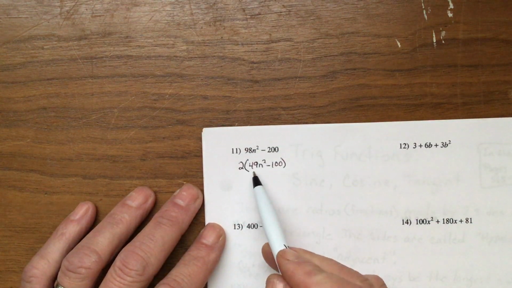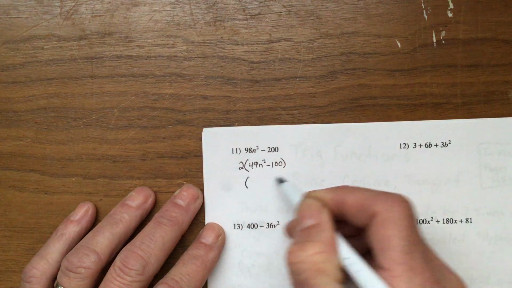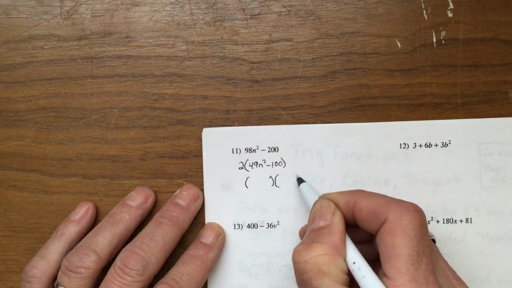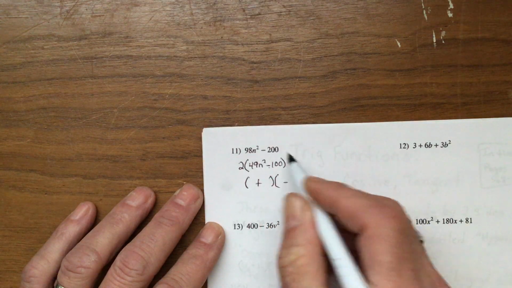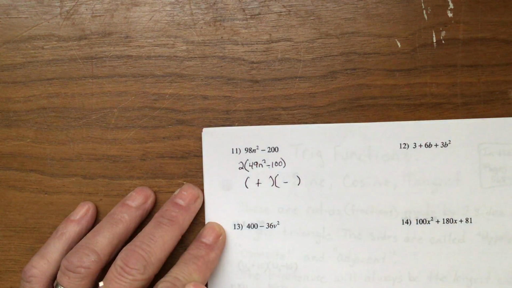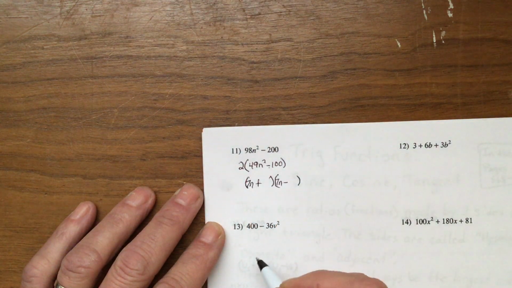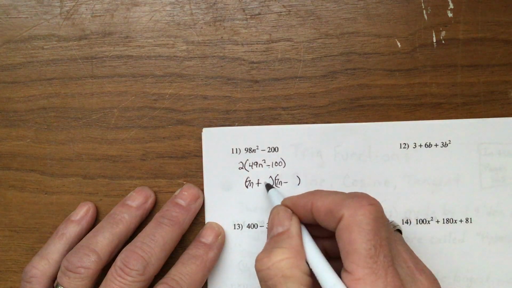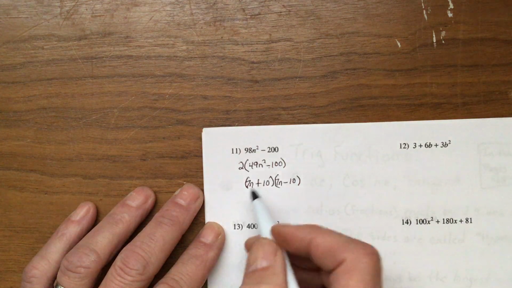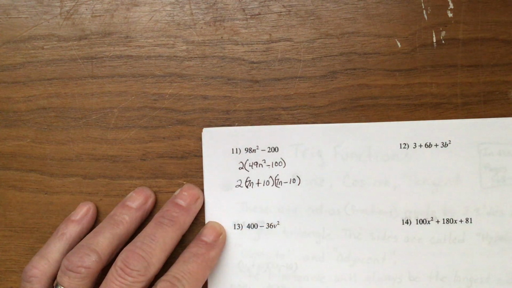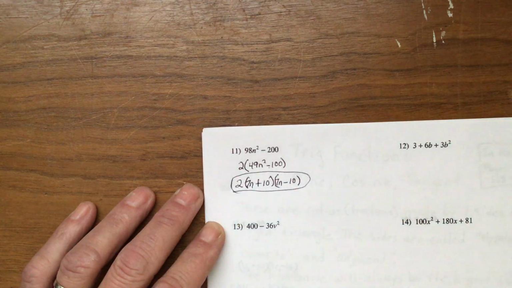Here we go. Okay, I'm going to forget about the 2 for just a minute. There'll be a plus and there'll be a minus. 49 comes from 7 times 7, so 7n, 7n. 100 comes from 10 times 10, so 10 and 10. All the factoring is done. We just need to put our 2 there. That is done. Finished, completed.